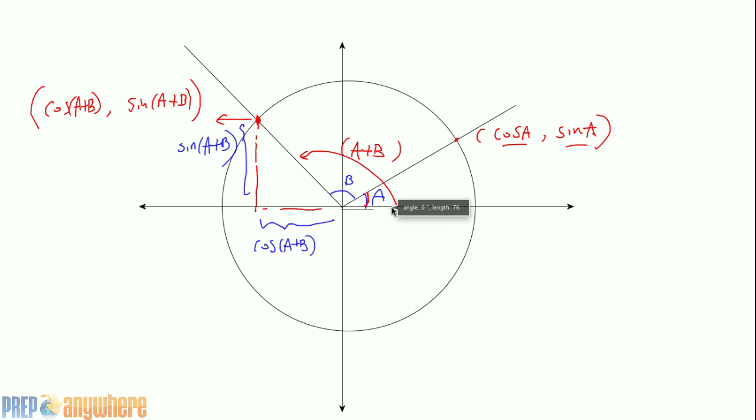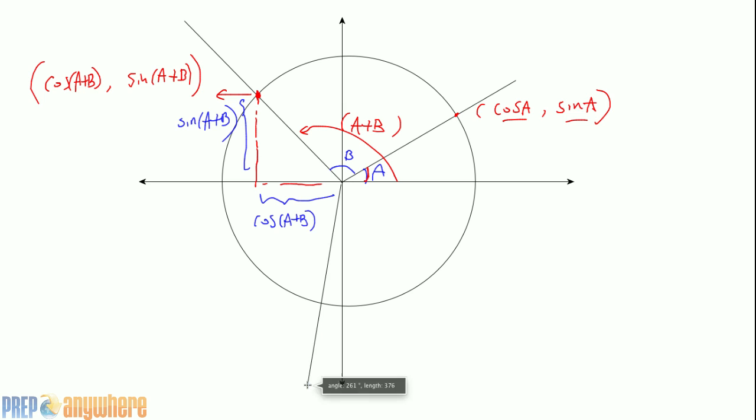I'm going to rotate minus B degrees this way. B looks like it's about over 90, so it'll be about here, okay? So that's minus B now. So what will be that coordinate right there? That will be cosine of minus B and sine of minus B.